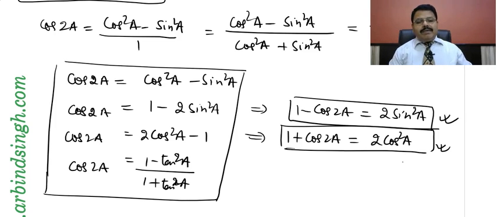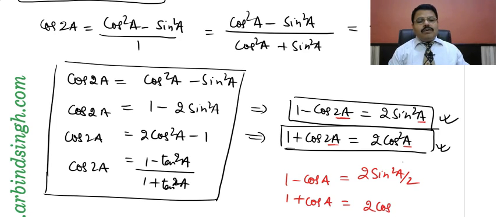If you are talking about the submultiple, say 1 minus cos a, if there is 2a, that will be a. Similarly, if there is a, that will be a by 2. 1 minus cos a is 2 sin square a by 2. 1 plus cos a can be written as 2 cos square a by 2. So 1 minus cos a upon 1 plus cos a basically comes up as tan square a by 2.